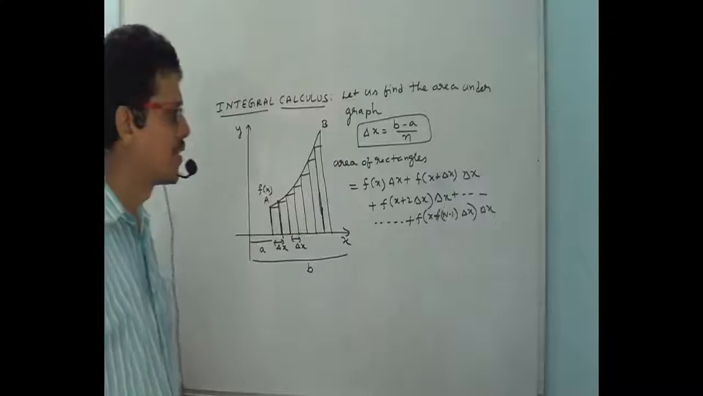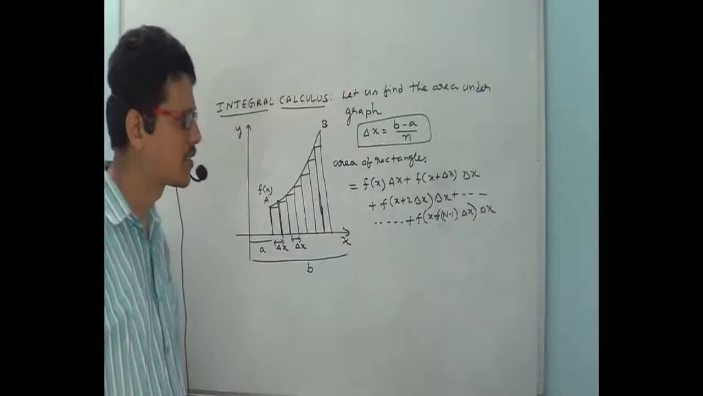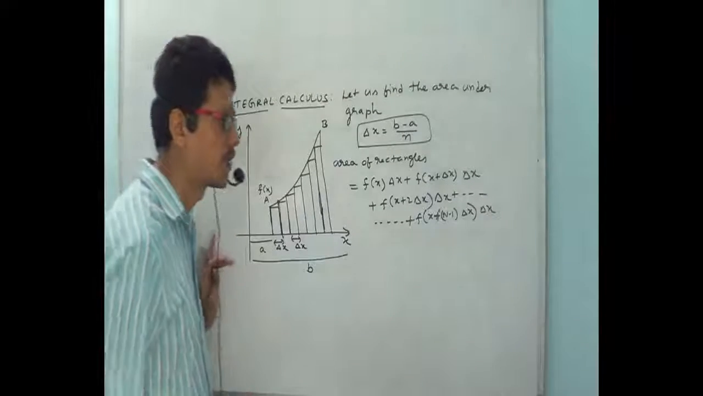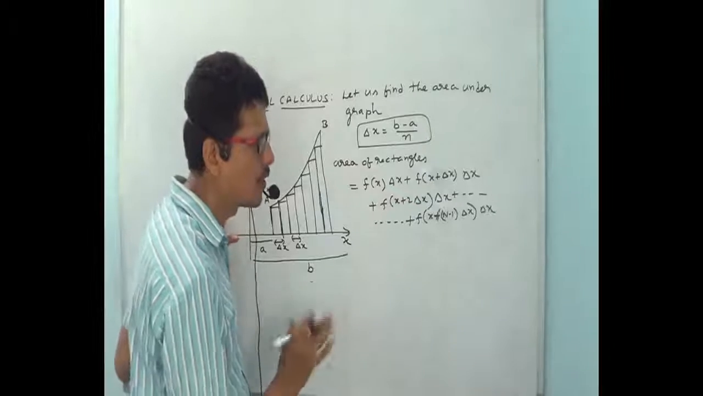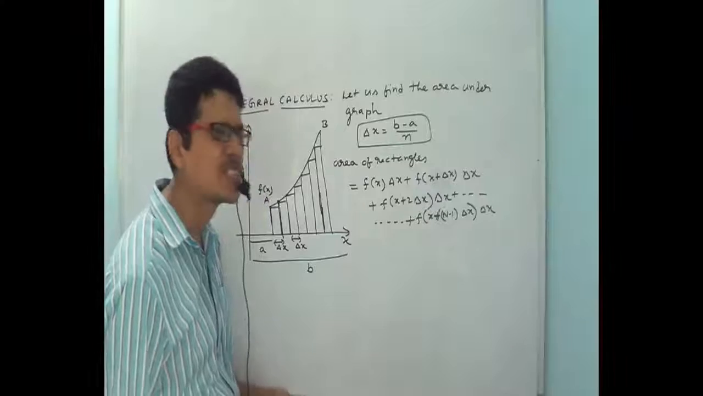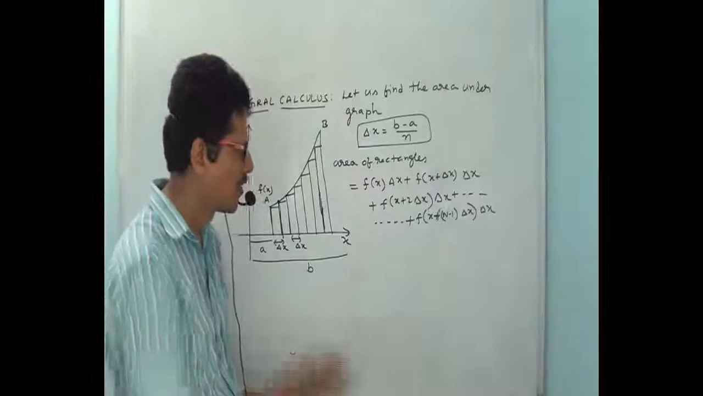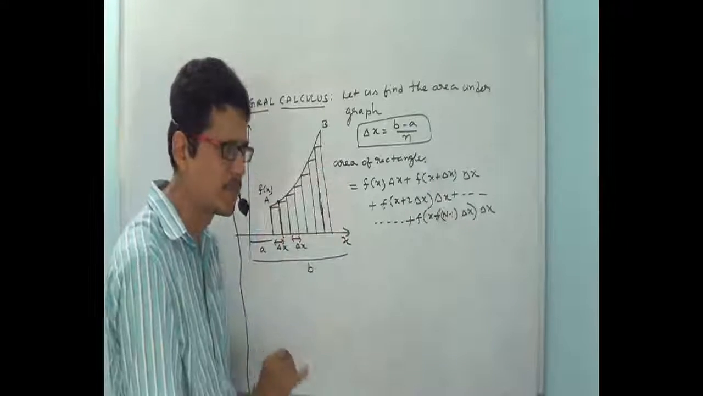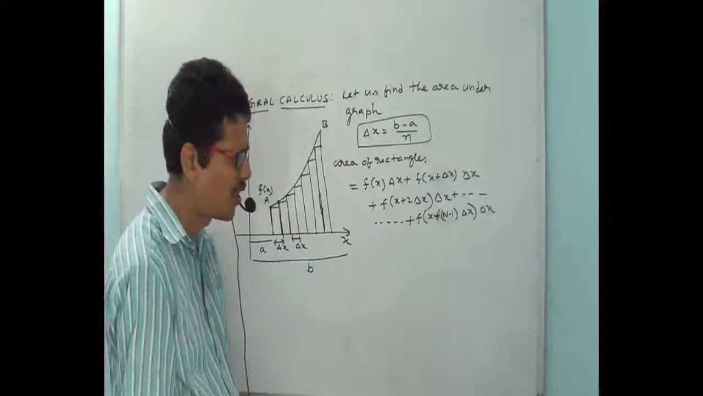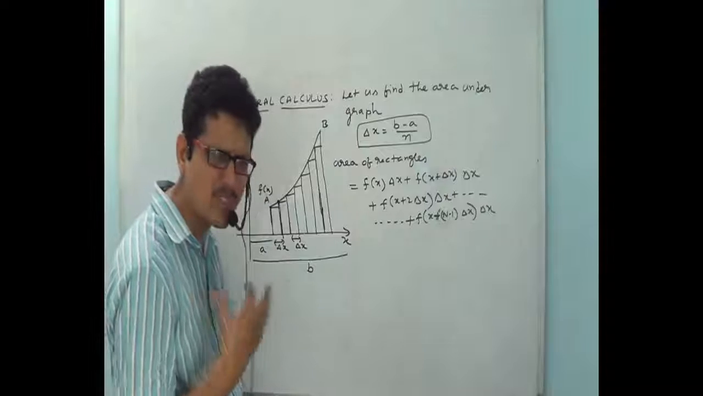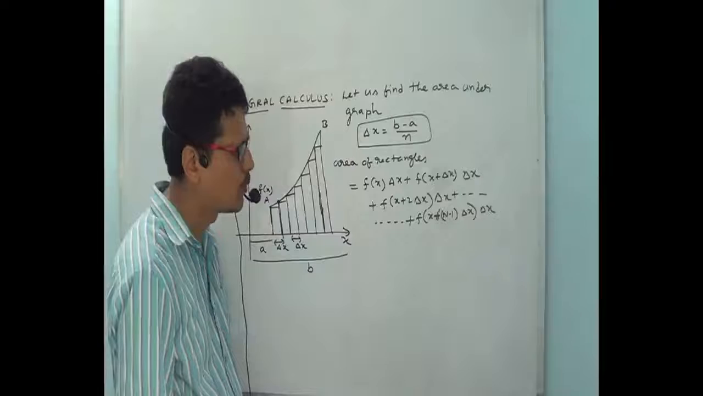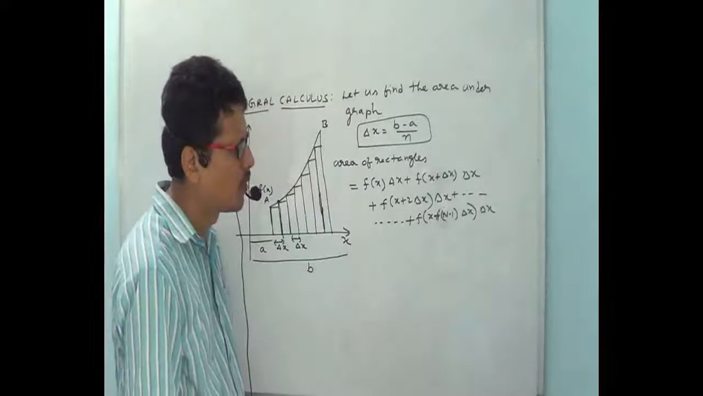Now, this is the area of the rectangles. If we want the area under the graph, we have to make delta x very small. That means the area of the triangles should be very small. If we need to consider only the area of the rectangles, delta x should be made very small.